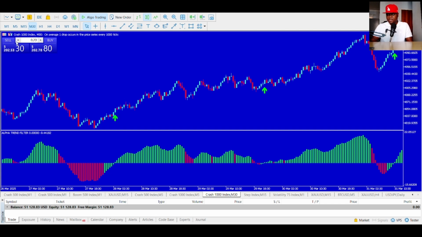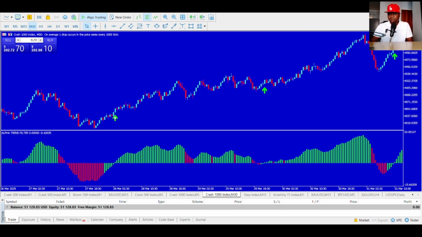So with me here, I have Crash 1000, which is an index that we have on volatility, on Deriv Synthetic Indices. So we have many indices. So I will show you how this indicator looks like in different charts. We'll also look at gold. We'll also look at BTC. We'll also look at other Deriv Synthetic Indices. And we'll also look at Forex pairs. So we have talked about what we have on the indicator.